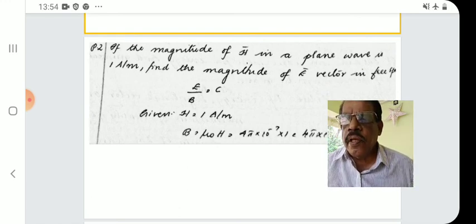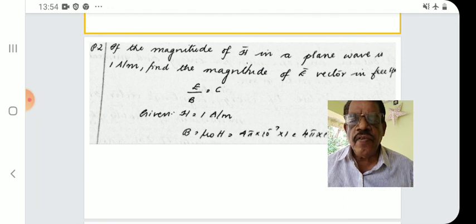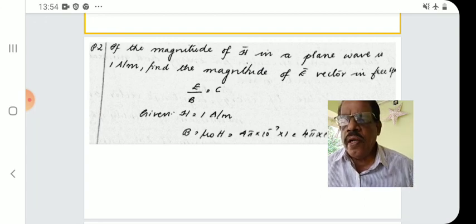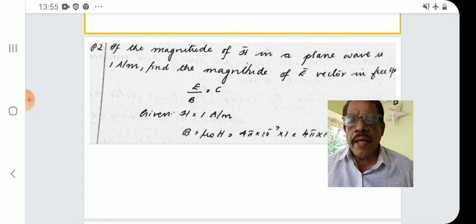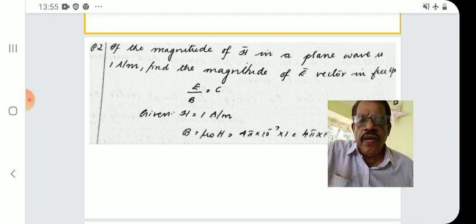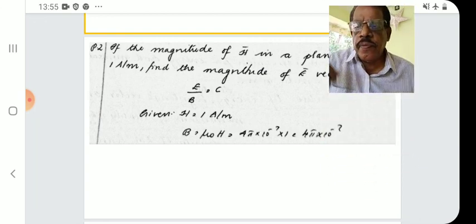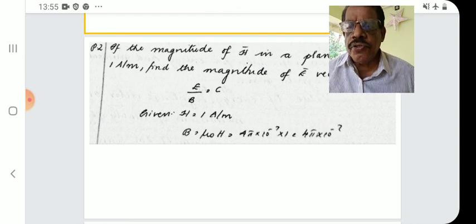Next question. If the magnitude of H in a plane wave is 1 ampere per meter, find the magnitude of E vector in free space. E by B is equal to C, the velocity relation. Given H is equal to 1 ampere per meter.